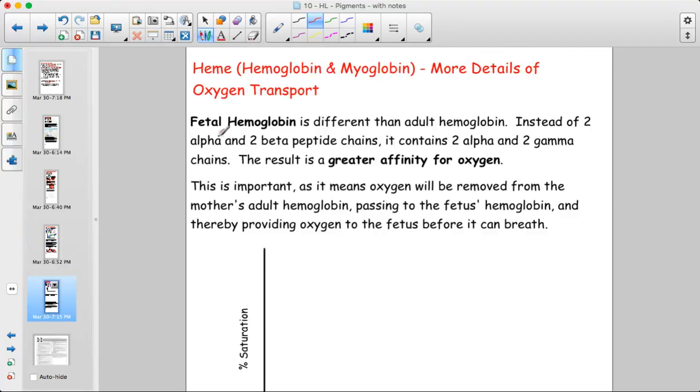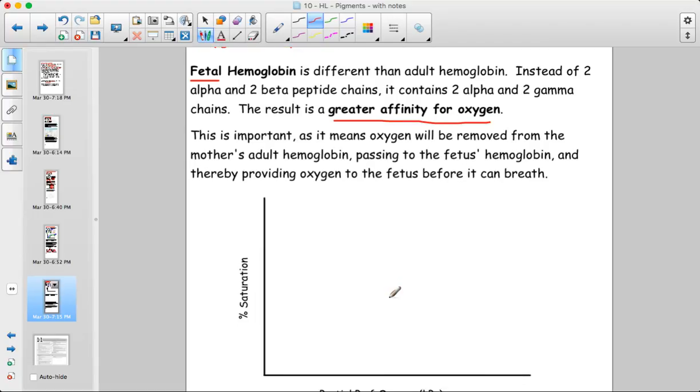The last thing about hemoglobin is that there is a different kind of hemoglobin that is in the human fetus. So it's called fetal hemoglobin. It has different chains. Instead of 2 alpha and 2 beta peptide chains, as they are called in hemoglobin, it has 2 alpha and 2 gamma chains. You don't need to know anything about those structures, just that it's different and that it has a greater affinity for oxygen than adult hemoglobin. Again, that's really important because if adult hemoglobin is passing by the fetal hemoglobin, the oxygen will naturally transfer from the adult hemoglobin to the fetus's hemoglobin, and thereby it can provide oxygen for the fetus before the fetus can breathe.